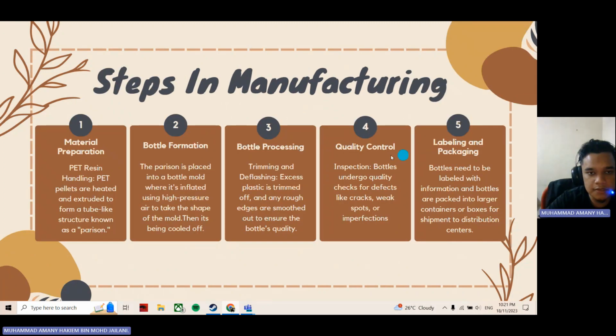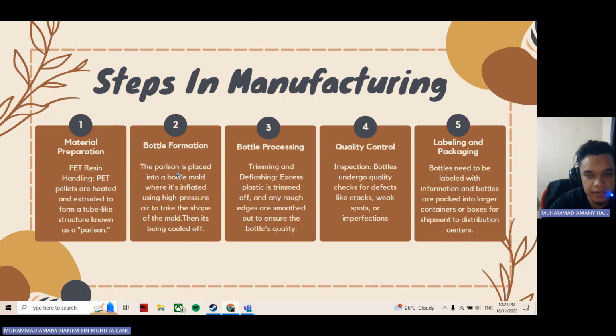Next is steps in manufacturing. First step is called material preparation. The resin or the material we use in the manufacturing, PET, is heated and extruded to form a tube-like structure known as parison. Okay, and then it gets sent by the conveyor to the next step, which is bottle formation.